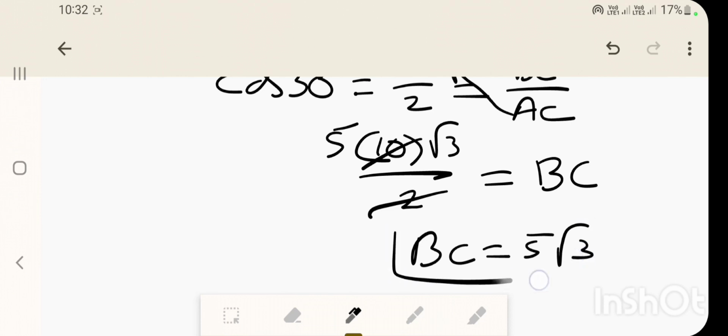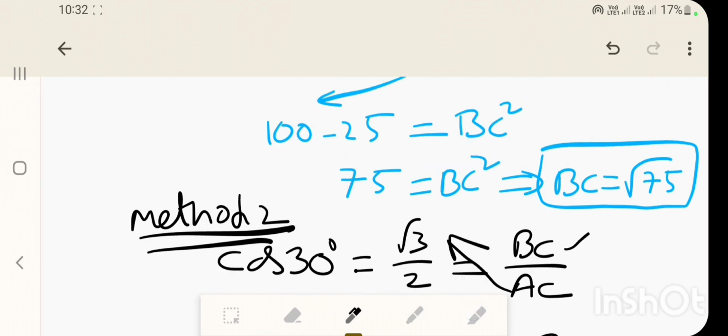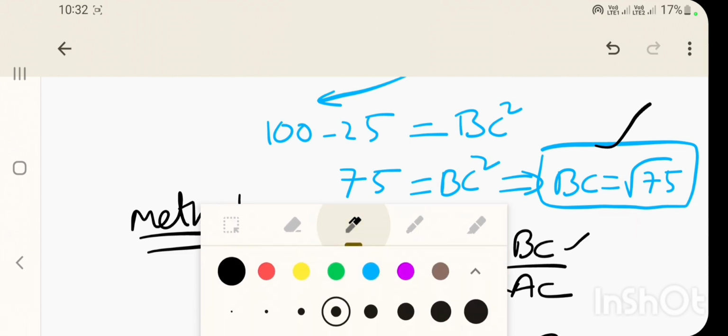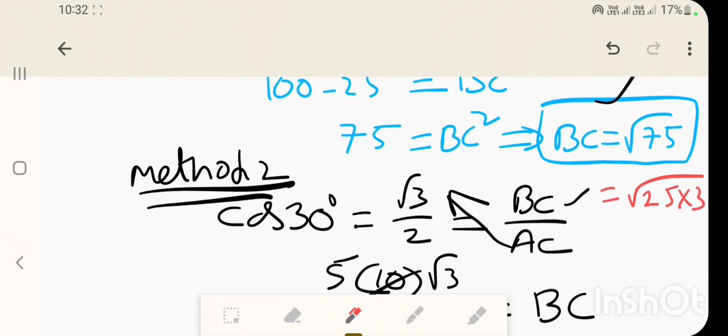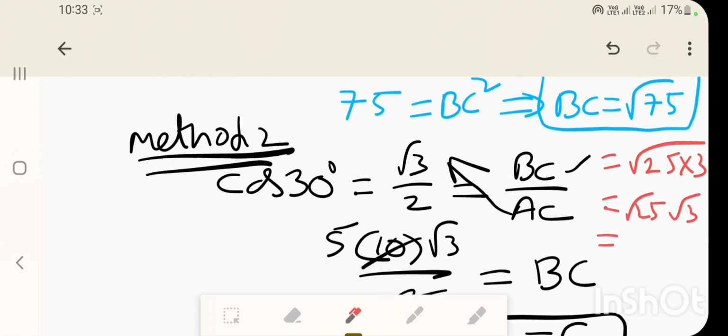You can say that BC here is 5 root 3 and BC here is root 75. Are these values the same or not? Yes, they are the same. How? Root 75 we can write as 25 into 3. 25 into 3 is nothing but 75. So we can write separately root 25 into root 3, and we know that root 25 is equal to 5. Remember this, 5 root 3.